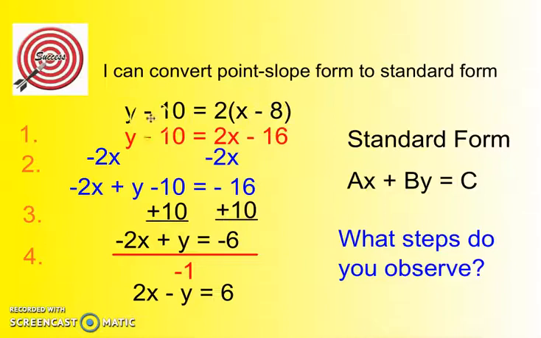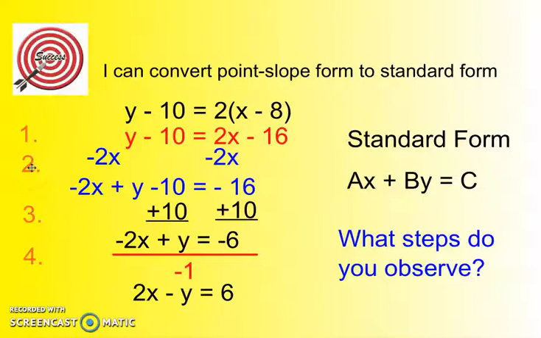So it looks like we started off with this in black, and in order to get step number 1, I noticed that the y minus 10 remained the same. So the left side stayed the same. But look at the right side. In order for us to get 2x minus 16, I would have to do the distributive property. If I do 2 times x, I get 2x, and then 2 times 8 and I get 16. So 2x minus 16 is in simplest form on that side.